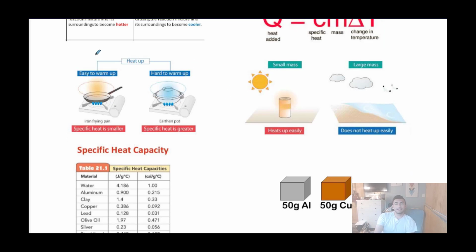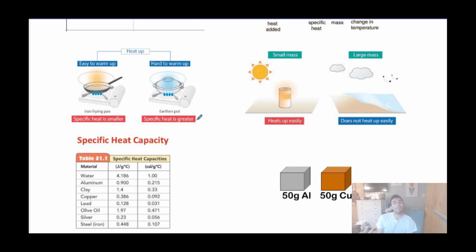So in these examples, like the iron frying pan versus the earthen, what would be like a ceramic pot, the iron frying pan has a much lower specific heat, which means that it takes less energy before the temperature starts changing, where ceramic has a higher specific heat, so it requires more energy before the temperature starts changing. That's assuming that both of these are equivalent mass.